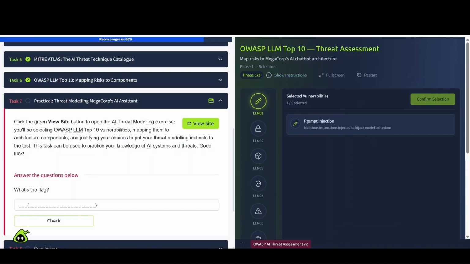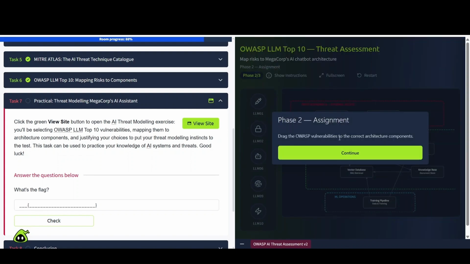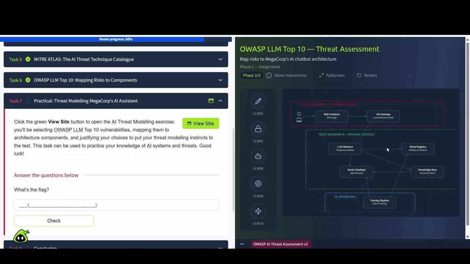All right, so go ahead and pause the video and try to go through this yourself, and then we'll step through it together. All right, so these are the ones I selected here. You just need to select 5. So prompt injection, sensitive information disclosure, excessive agency, misinformation, and unbounded consumption. So confirm. Drag the OWASP vulnerabilities to the correct architecture components.